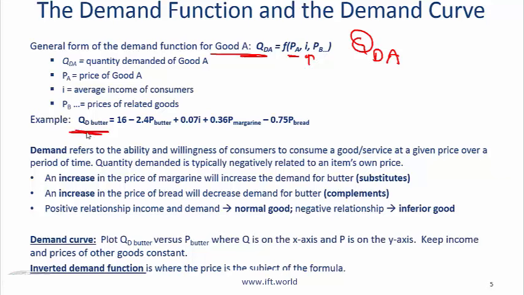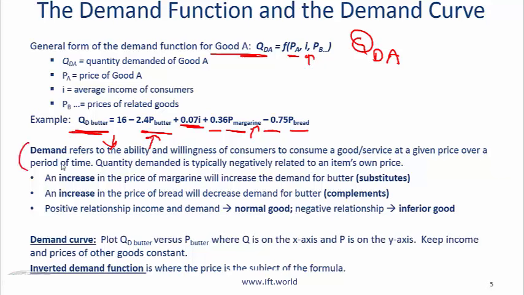An example is the quantity demanded for butter. So quantity demanded for butter depends on the price of butter, and you will notice a negative relationship, because if the price of butter goes up, then the quantity demanded for butter will come down. There is a positive relationship with income, a positive relationship with the price of margarine. Margarine is a substitute. So if the price of margarine goes up, then the quantity demanded of butter will go up. And then a negative relationship with bread. Bread is a complement. If the price of bread goes up, then the demand for butter will come down.